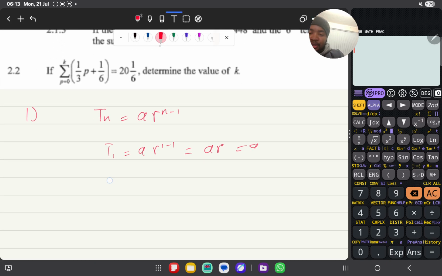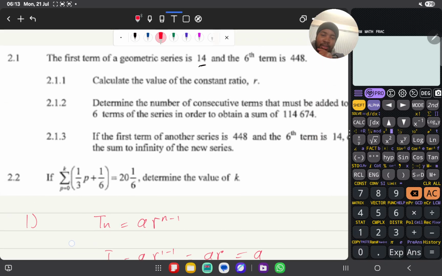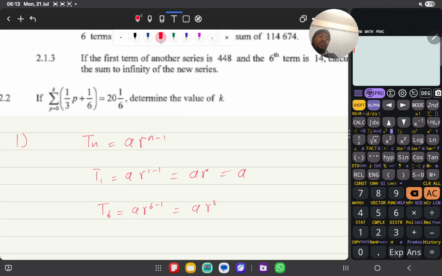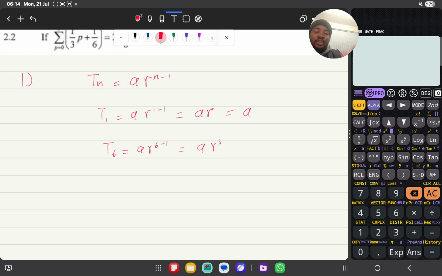So that's the sixth term, t6, which is ar to the power of 6 minus 1, ar to the power of 5, right? So you guys are still following? Cool. Then the question says to calculate the constant r. You know, r is that constant ratio which you multiply your terms by to get the next term, right? So we focus on just these.